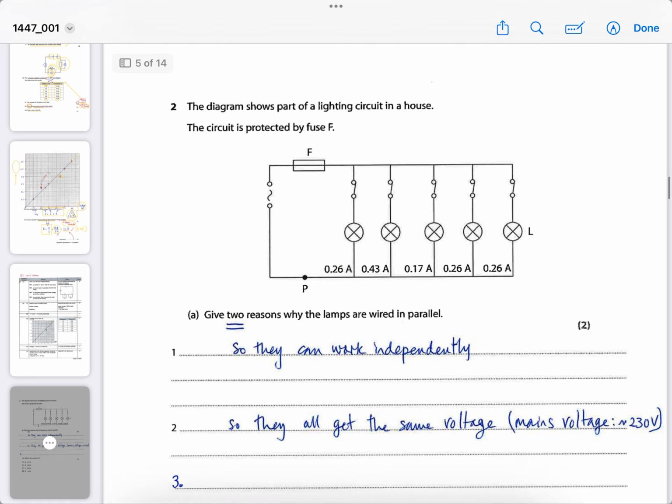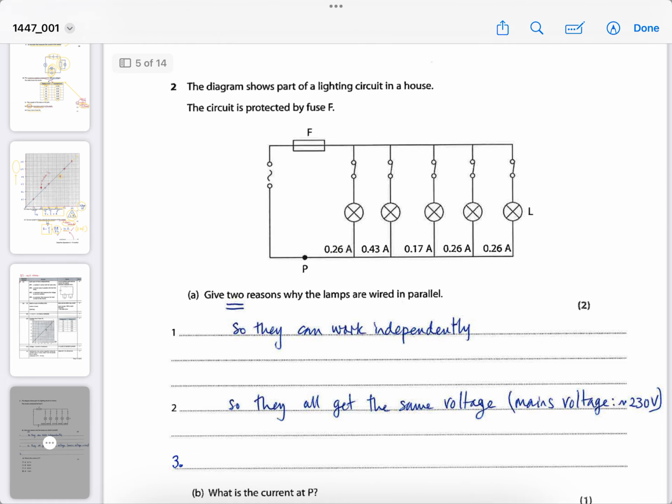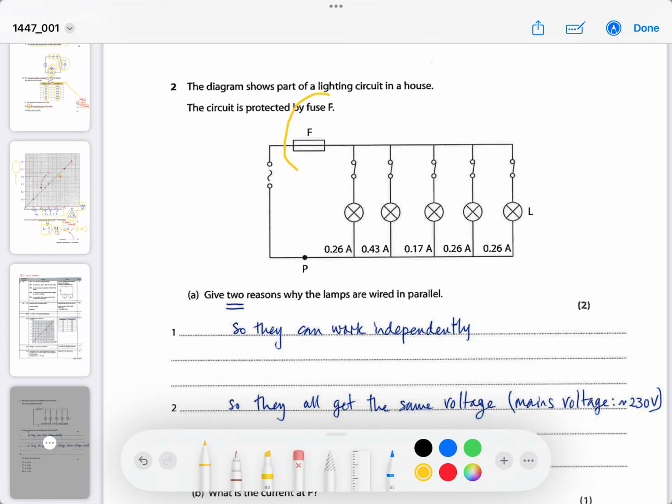The next question is a parallel circuit. It says the diagram shows a lighting circuit in the house. The circuit is protected by a fuse F. So here is the fuse. Now where should you put the fuse? You should put the fuse on a live wire. They can show you as mains electricity. That symbol shows you as alternating current.